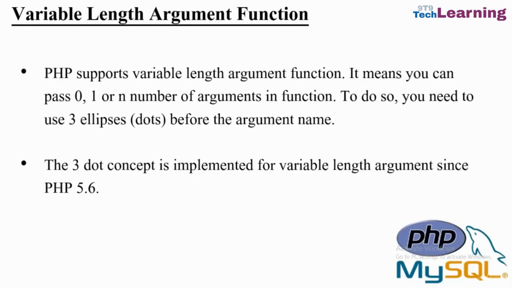PHP supports variable length argument function. It means you can pass 0, 1 or n number of arguments in a function. To do so, you need to use 3 ellipses, that is dots, before the argument name. The 3-dot concept is implemented for variable length arguments since PHP 5.6. Now let's see the example for variable length argument.